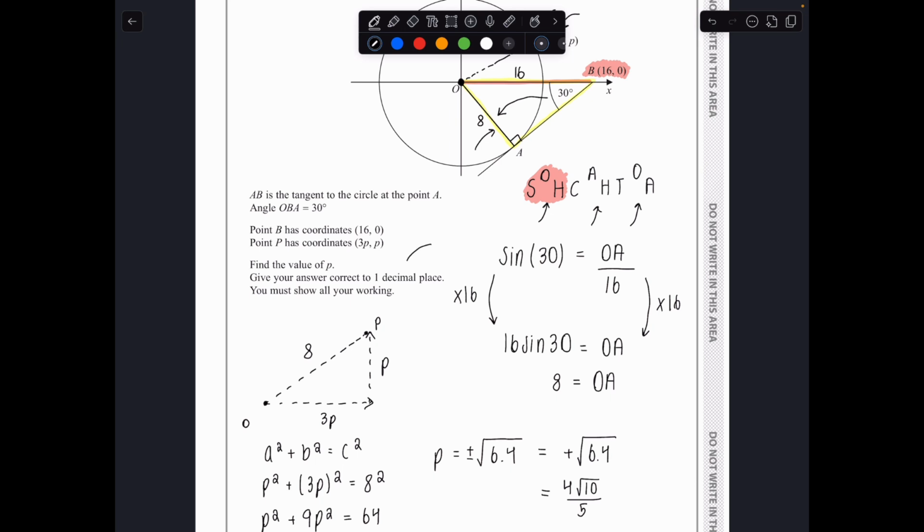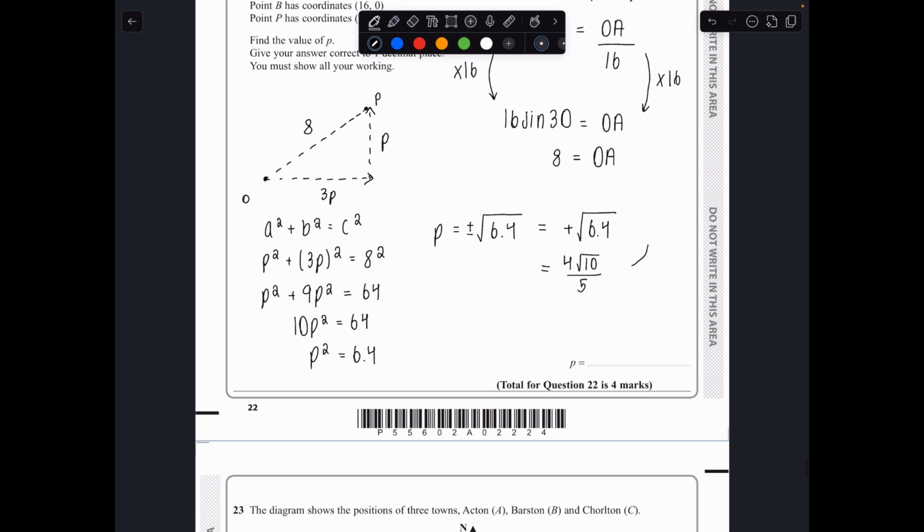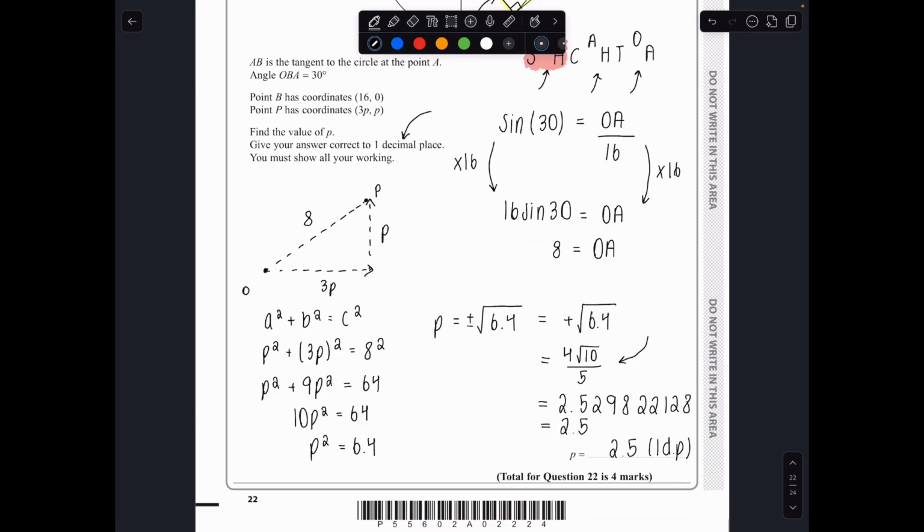Now, if we have a look back at the question, we're told to give it to 1 decimal place. So in other words, this wouldn't be the right answer. So let's write it out as a decimal. So as a decimal, it's 2.529822128. And if we want to round it to 1 decimal place, that is the same as 2.5. So our final answer for p would be 2.5 to 1 decimal place. So that is the final answer.